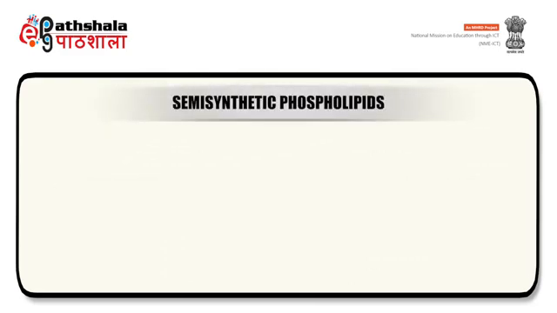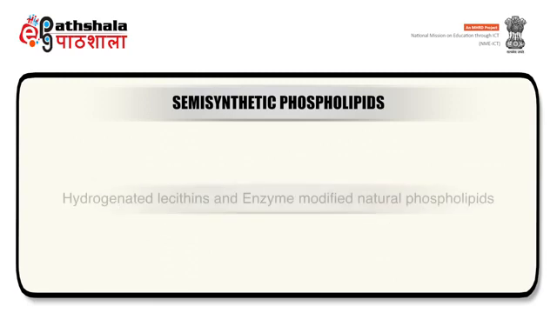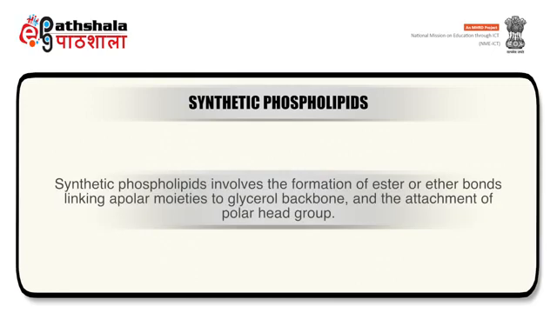Second, semisynthetic phospholipids. Semisynthetic phospholipids are those which are formed by changing the head or tail group or both of the natural phospholipids, like hydrogenated lecithins or enzyme modified natural phospholipids. Third, synthetic phospholipids. Synthetic phospholipids involve the formation of ester or ether bonds linking apolar moieties to the glycerol backbone and the attachment of the polar head group.